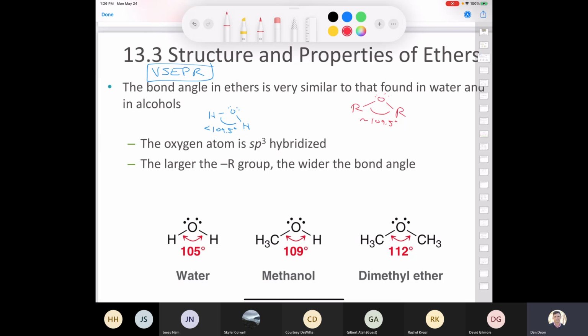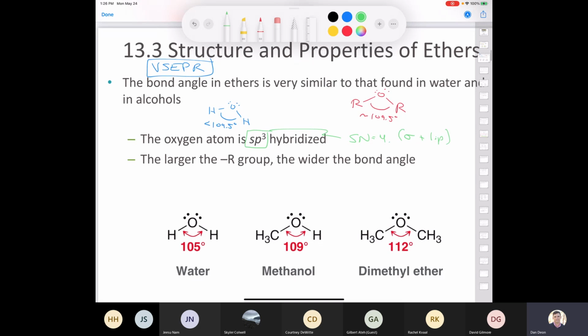So remember that oxygen that has a steric number of 4 is sp3 hybridized, right? It's got a steric number that's equal to 4. Remember the steric number? You tally up the number of sigma bonds plus lone pairs. So you've got 2 sigma bonds and 2 lone pairs. So steric number of 4, it's sp3 hybridized.